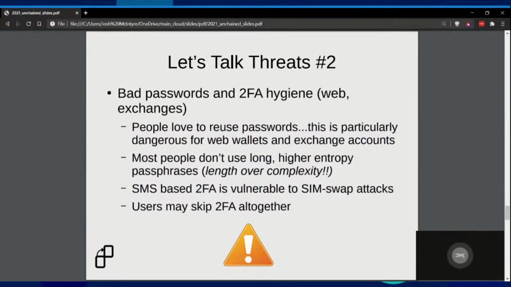Most people don't use long or higher entropy passphrases. I did a tutorial on this recently about password security, right? Length is, generally speaking, much, much more important than complexity. So we've been kind of taught that if you have an 8-character password with a bunch of wingdings in it, an exclamation point and parenthesis, that's going to save your password. And the reality is modern password cracking will eat through that in minutes to seconds in most cases. So length dramatically increases the math, right?